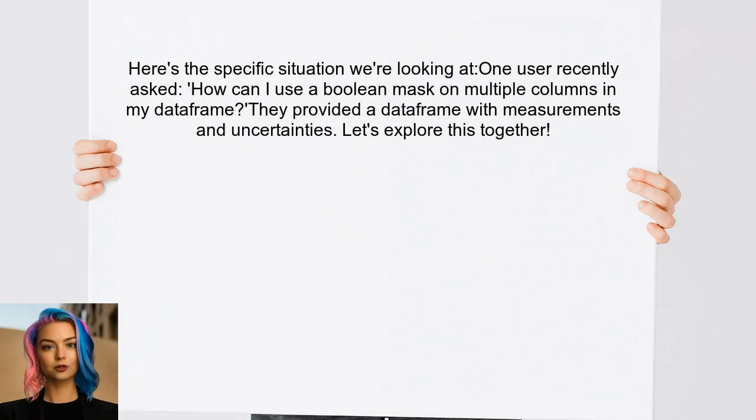Here is the specific situation we're looking at. One user recently asked, "How can I use a Boolean mask on multiple columns in my DataFrame?" They provided a DataFrame with measurements and uncertainties, and they want to filter rows based on certain conditions. Sound familiar? Let's explore this together.